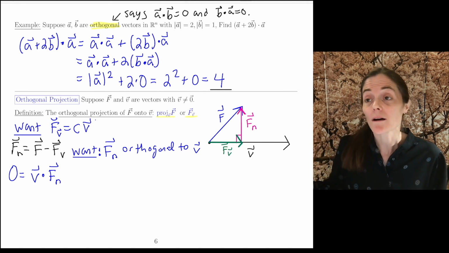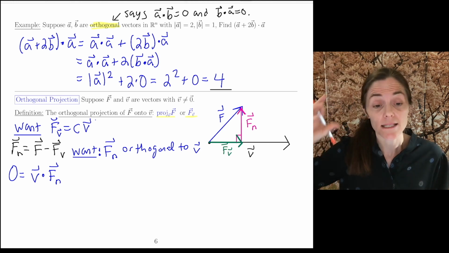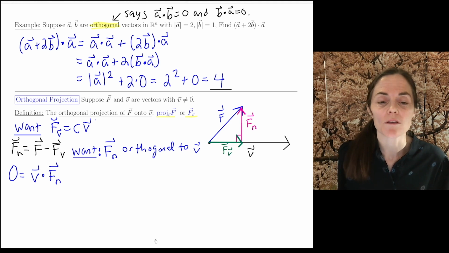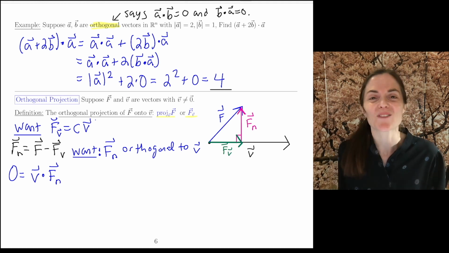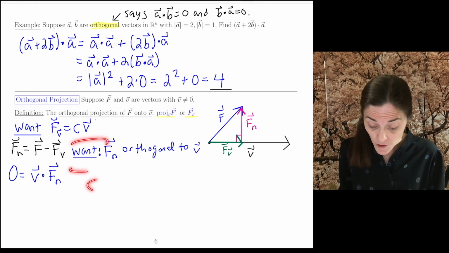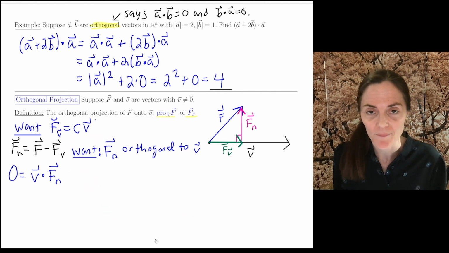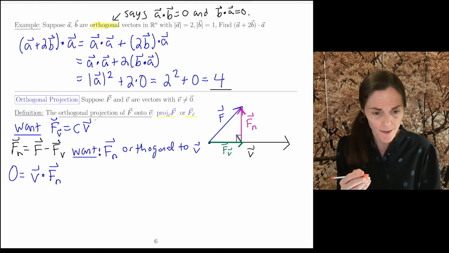Then we will figure out what the constant c must be. Once we have it, that will give us a formula for orthogonal projection, and you can just use the formula for orthogonal projection. You don't have to go back through this every single time, but it's nice to know where the formulas come from because they really make sense geometrically.